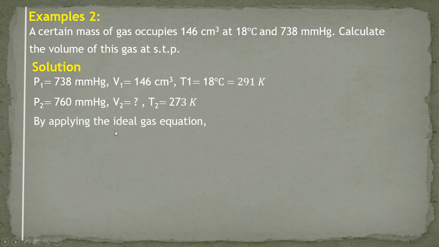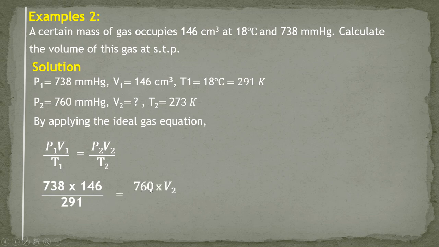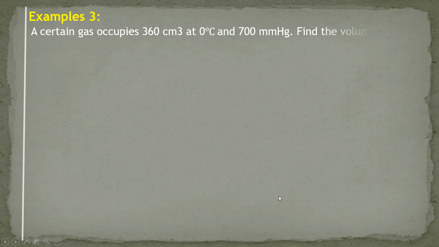What is standard temperature? 273. So again, by applying the ideal gas law, P1 times V1 over T1 is equal to P2 times V2 over T2. When we substitute, we have 738 times 146 over 291, which is equal to P2, which is 760, times V2, which we want, over T2, which is 273. Therefore our V2 will be 370.3 centimeters cubed.